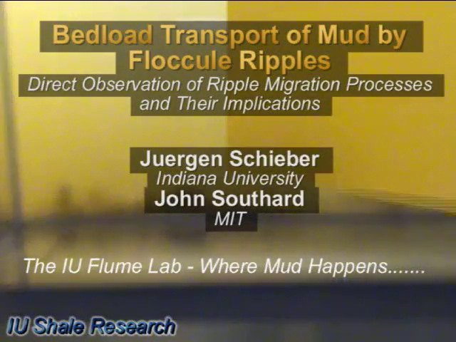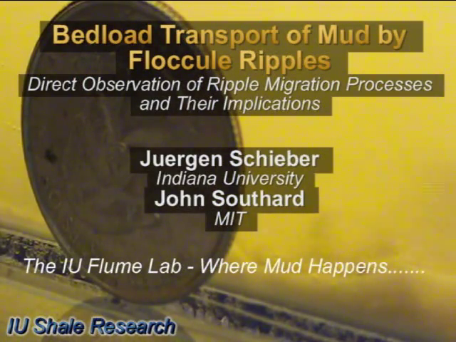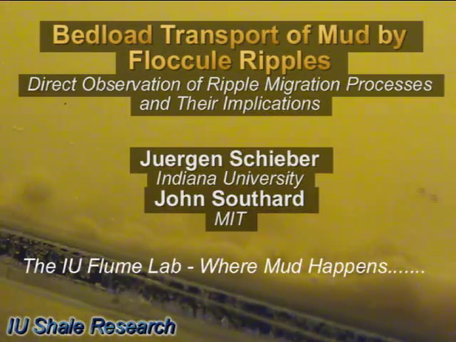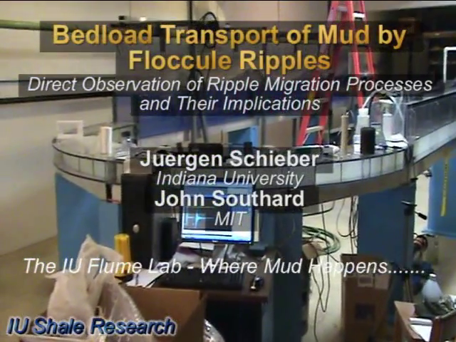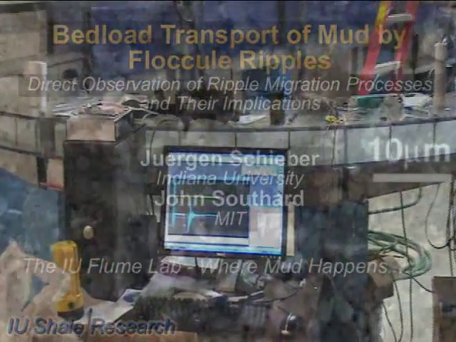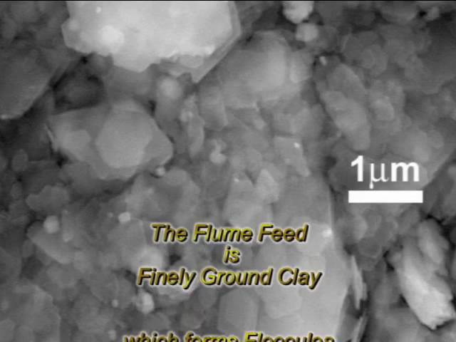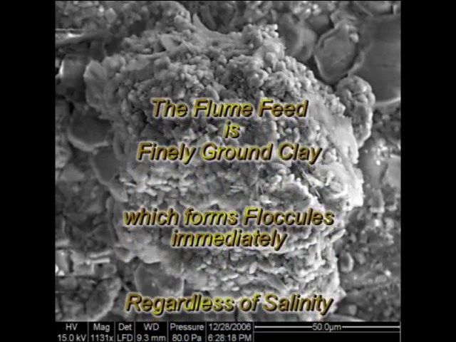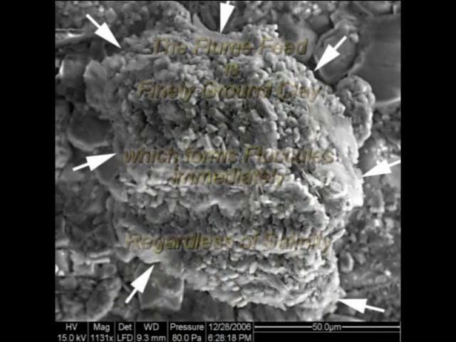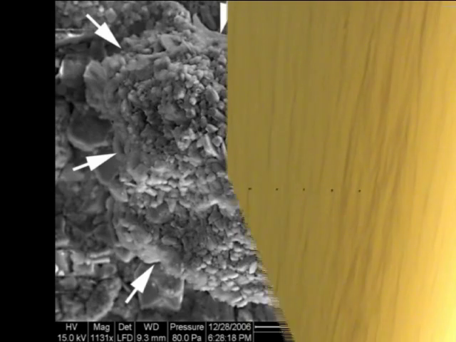We are conducting a wide range of experiments in mud deposition and erosion, and we always start with finely ground clays. In the experiments we show here, we used kaolinite, but other clays work basically the same. The kaolinite forms silt to sand-sized floccules. And the larger floccules travel in bedload.